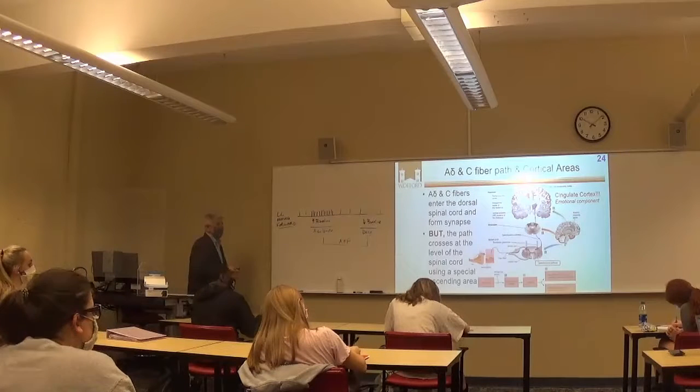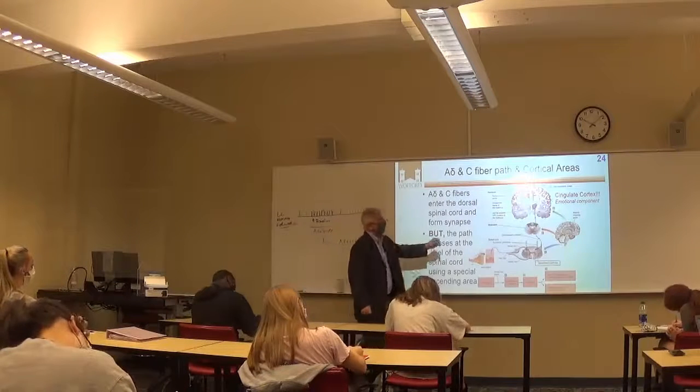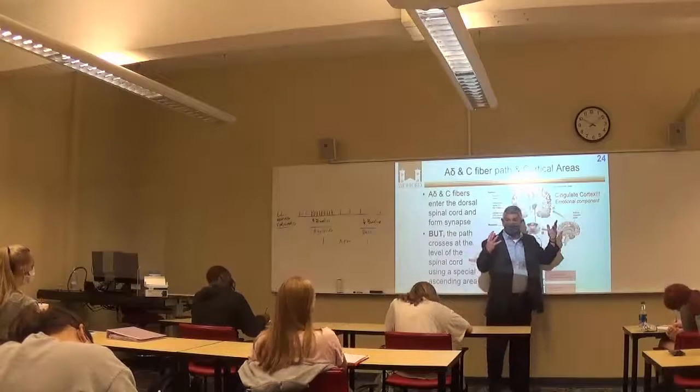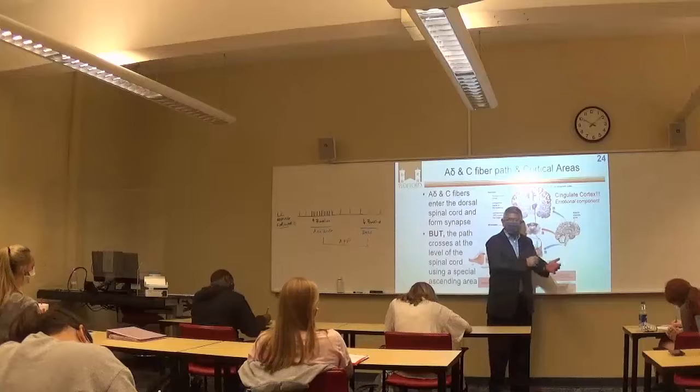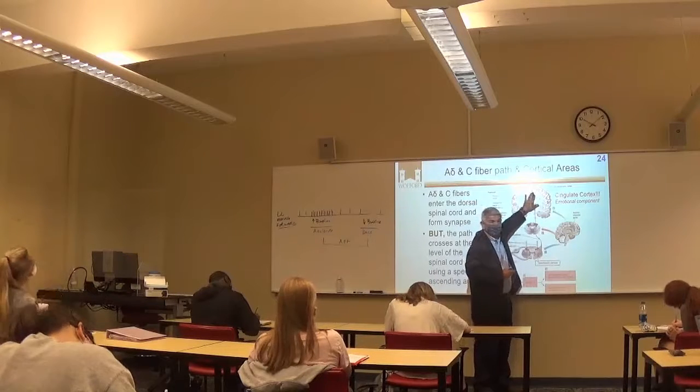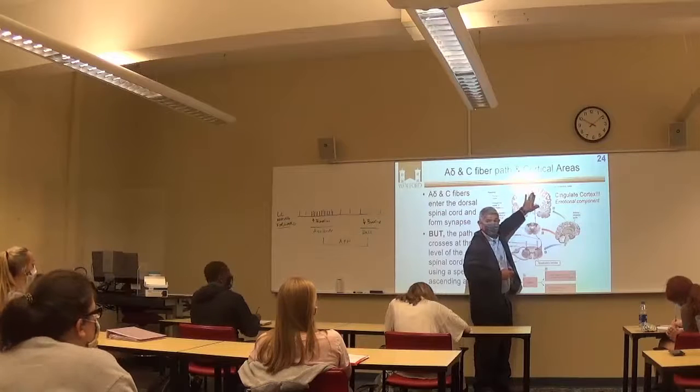It goes up to the thalamus, and then it goes to both the somatosensory cortex to let us know where the pain's coming from. It's coming from my hand and not my arm. And it goes to the cingulate cortex, which is part of our limbic system for the emotional component of pain.